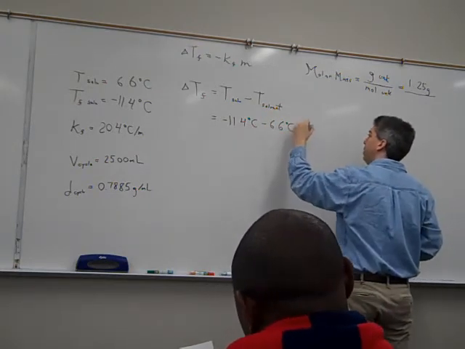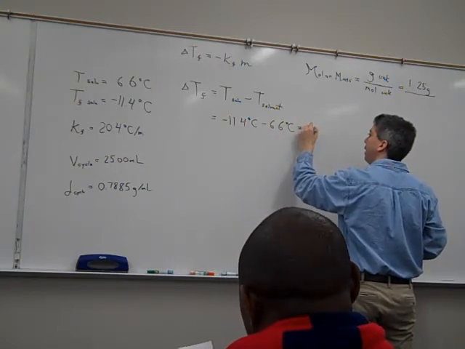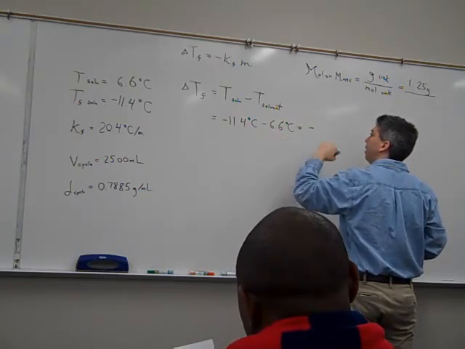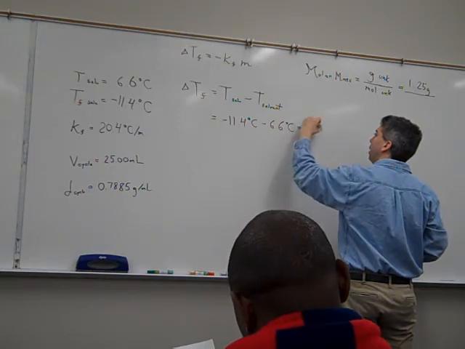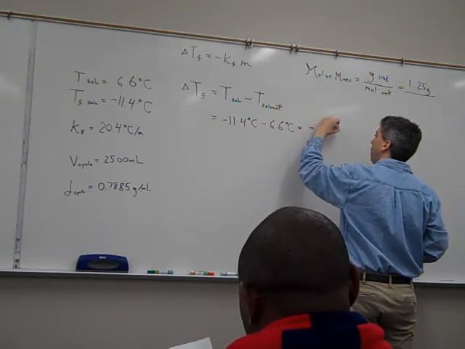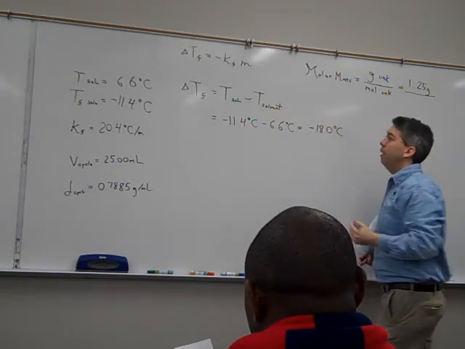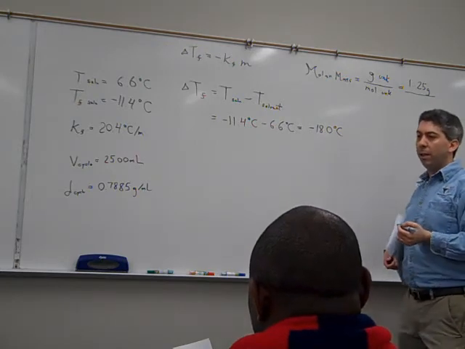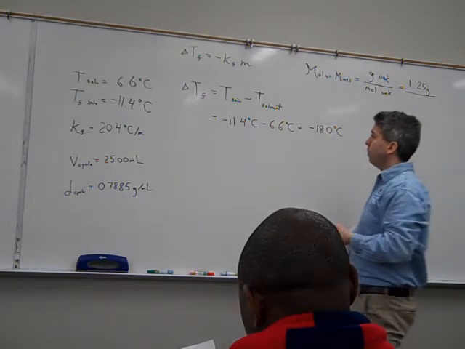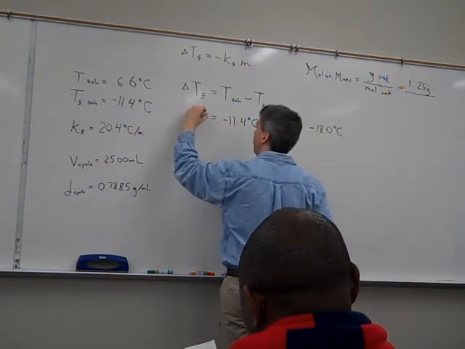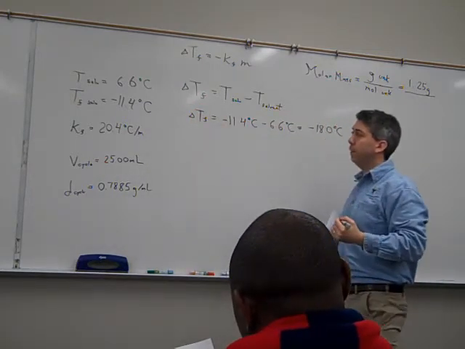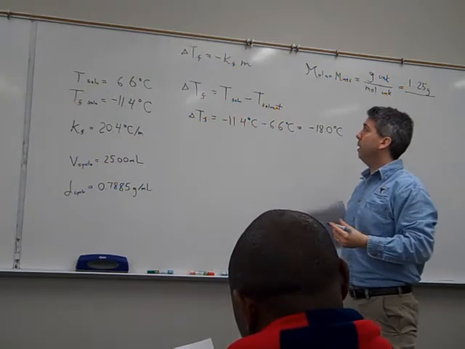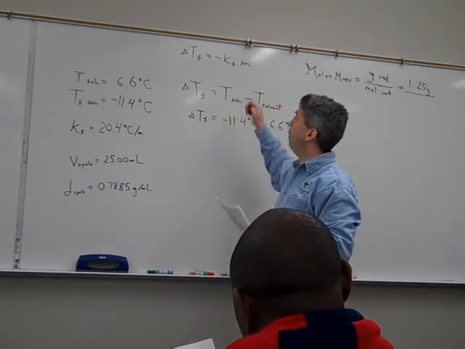And this is important because the answer you get is a negative. It's a negative what? Negative 18.0, right? If I did that math correctly in my head, which I think I did. So that's your delta TF. What else do you have? You have the KF, right? So if we have delta TF and KF, we can solve for what?